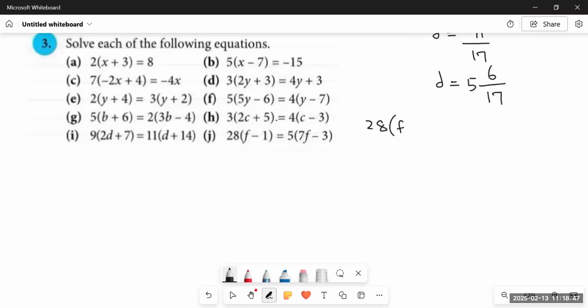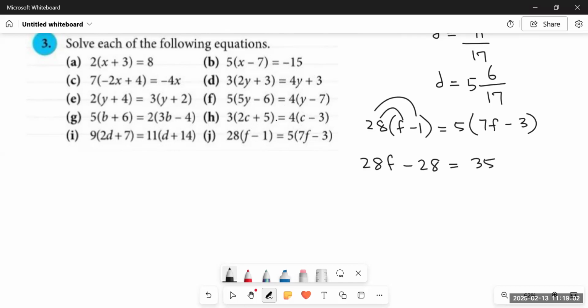28 bracket f minus 1 is equals to 5 bracket 7f minus 3. 28 multiplied by f is equals to 28f minus 28 is equals to 5 sevens are 35f minus 15. Now 35f would come over here, so it would be 28f minus 35f is equals to minus 15 plus 28.